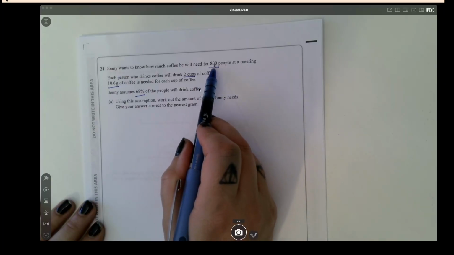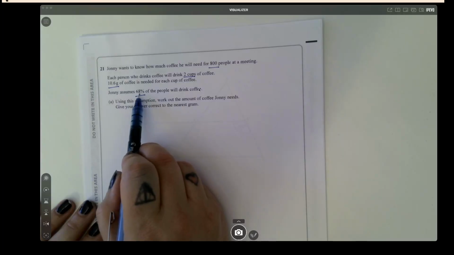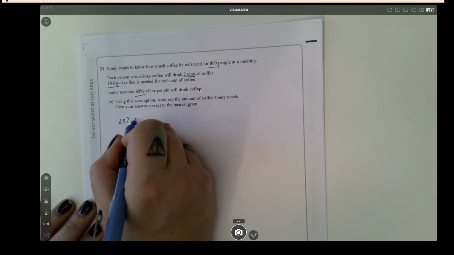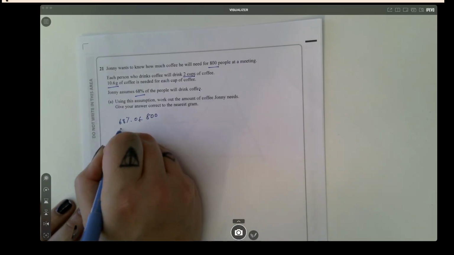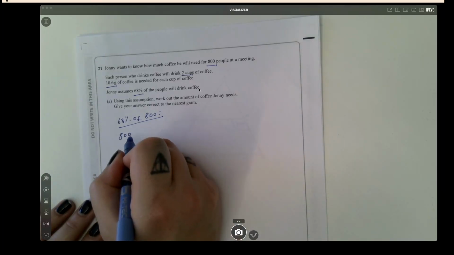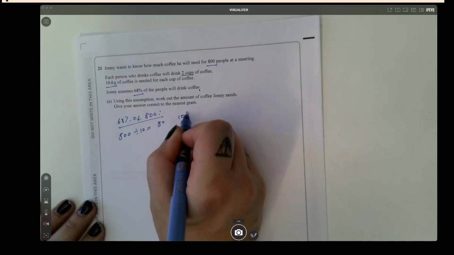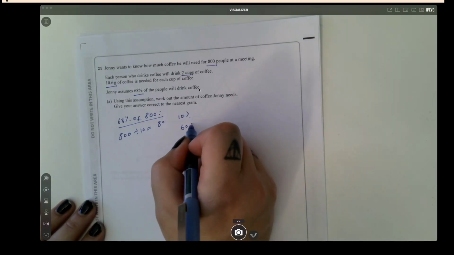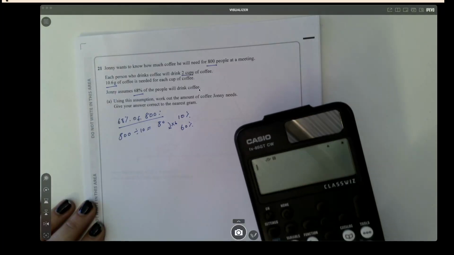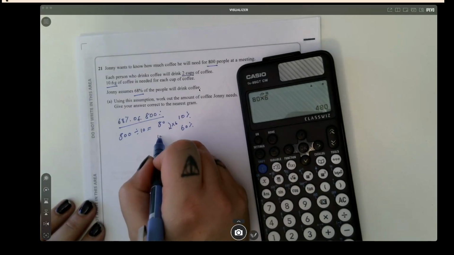Okay, so if there are 800 people at the meeting and he assumes 68% will drink coffee, let's find 68% of 800, and find out how many people Johnny assumes are going to drink coffee. So I'm going to do 800 divided by 10, which is 80, that's 10%. And then I want 60%, so I'm going to multiply this by 6. 80 multiplied by 6 is 480.